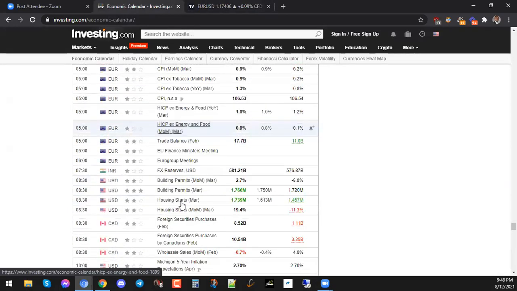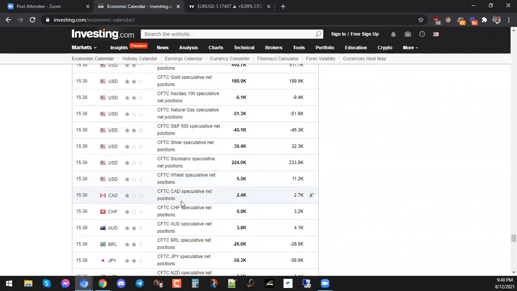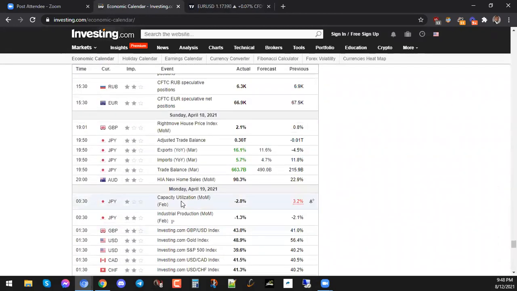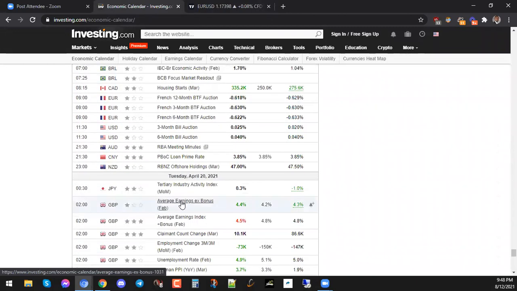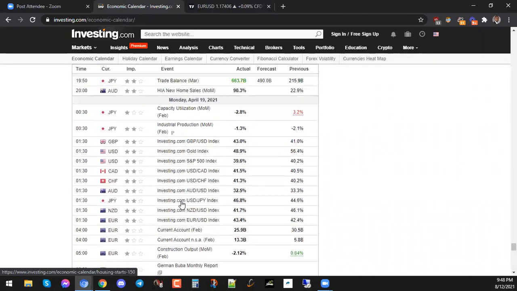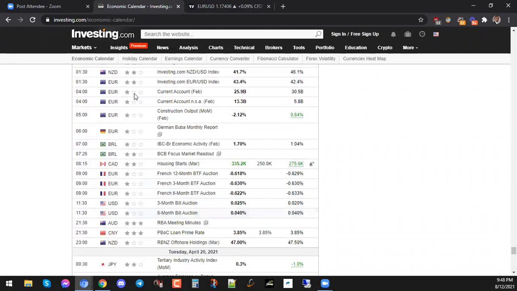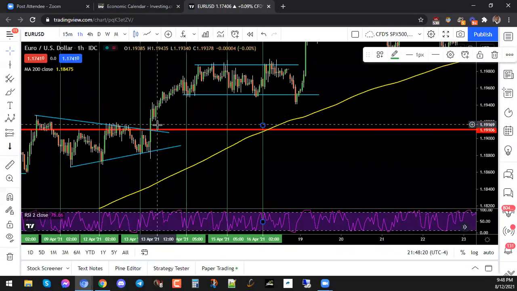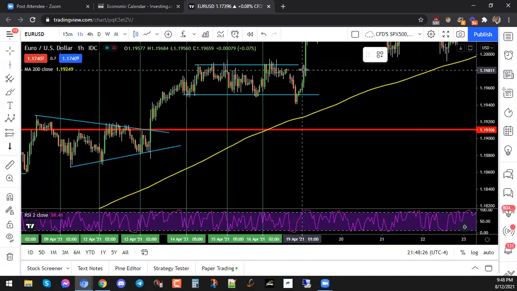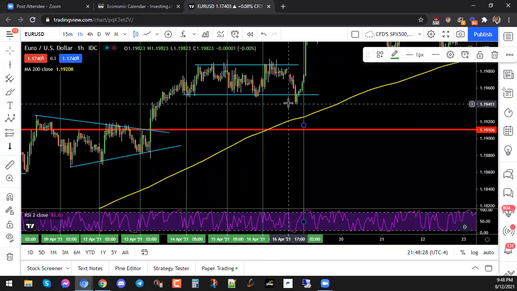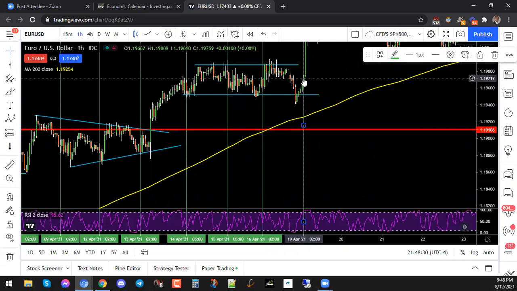Let's look at the 17th. Okay, the 18th and 19th. Okay, let's look at the 19th. On the 19th, we have nothing, right? So on the 19th, we're going to be starting off at 2 a.m. Eastern Standard. So let's see, where's 2 a.m. Eastern Standard? Right here, right? So this is 2 a.m. Eastern Standard over here.